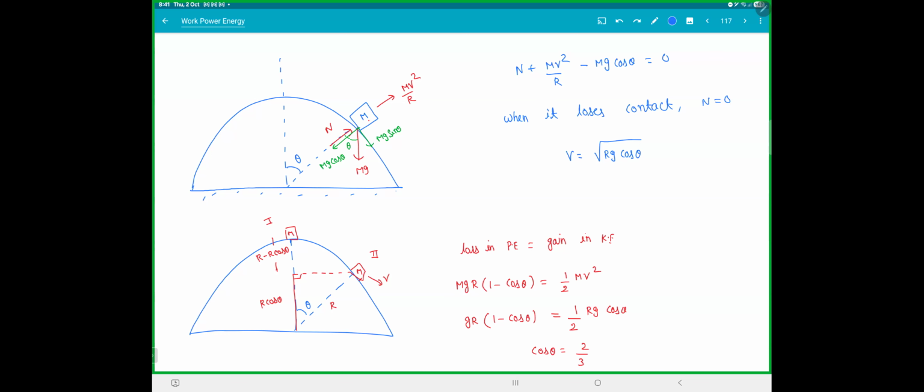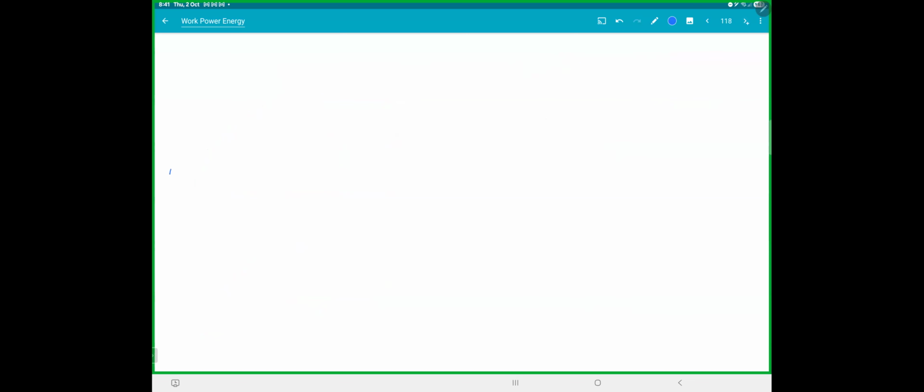Let's see. I think my numbers are bad. We'll just write the equations and leave it if the calculations are too tough. So this is theta. This height will be R cos theta, which is nothing but 2R by 3. This block is going with velocity v, which is root over Rg cos theta. Cos theta is 2 by 3. So this is 2 root Rg by 3.